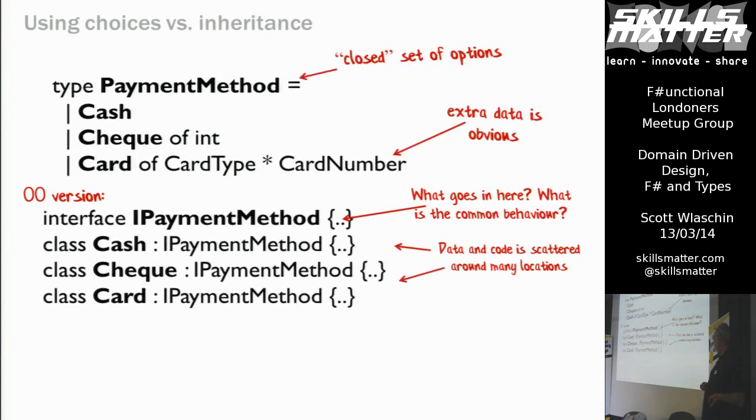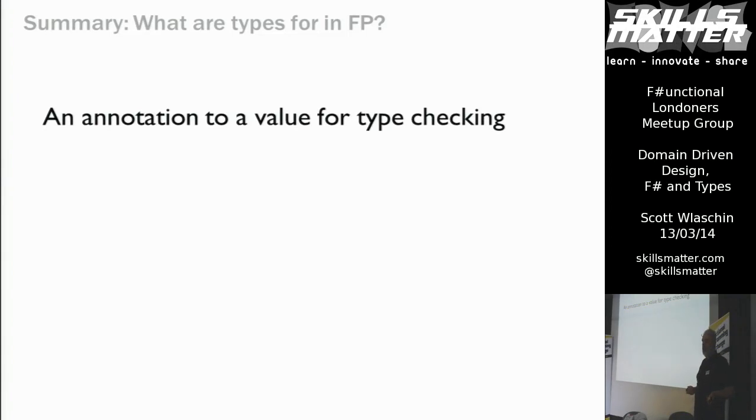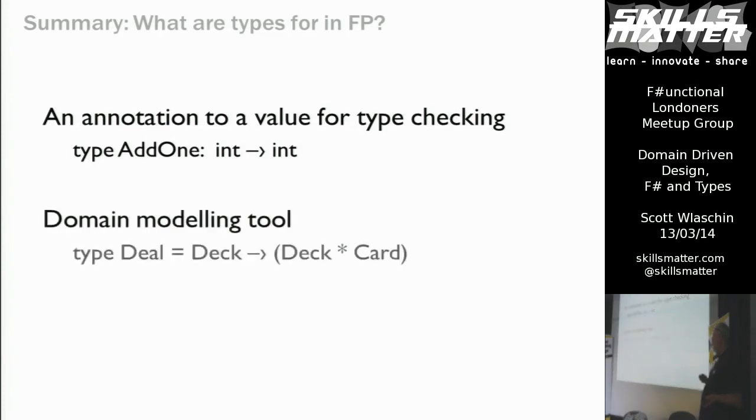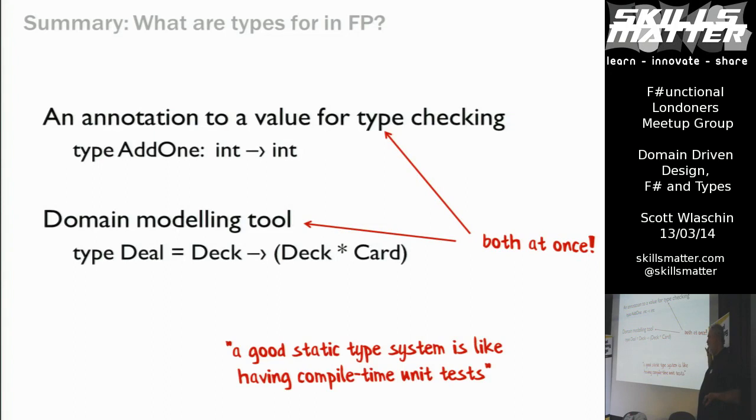Okay, where are we? Right. So what are types for in F#? If you're used to C#, types are really an annotation for type checking. We say, this is an integer, and because it's an integer, I can't add it to a string. That's what we think types are for. But I think you can also see that types in F# are a domain modeling tool. You can actually use them to represent a design. What's great about F# is you get both for the price of one. You model using the types as a domain modeling tool, but then the compiler does type checking for you. So you can think of the type system as compile time unit tests.